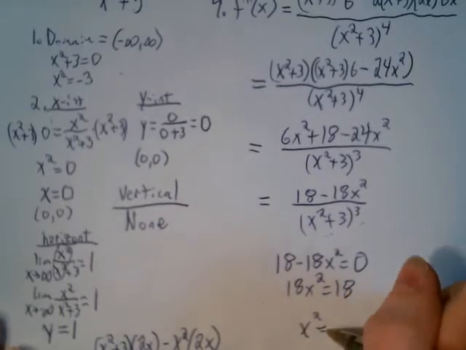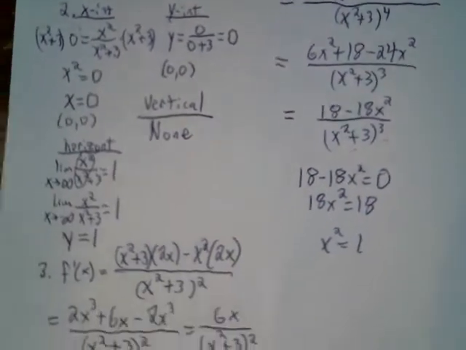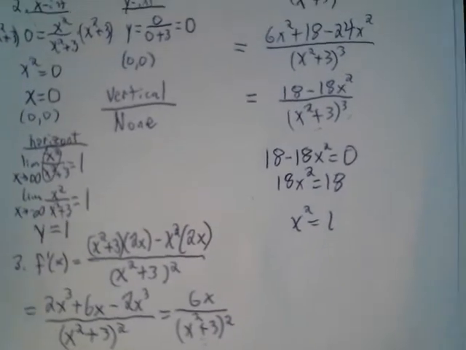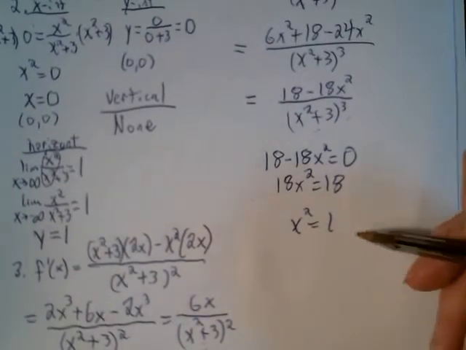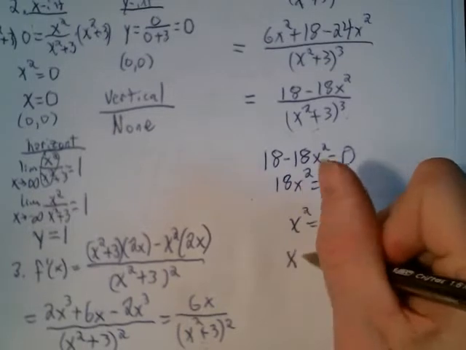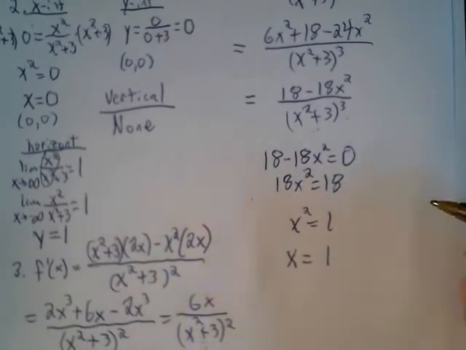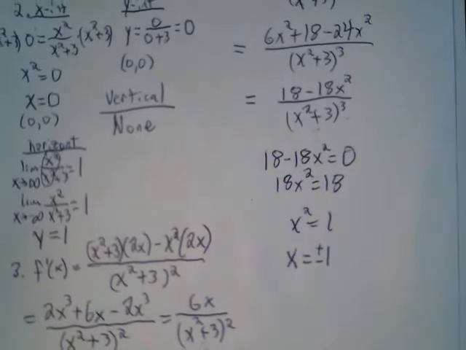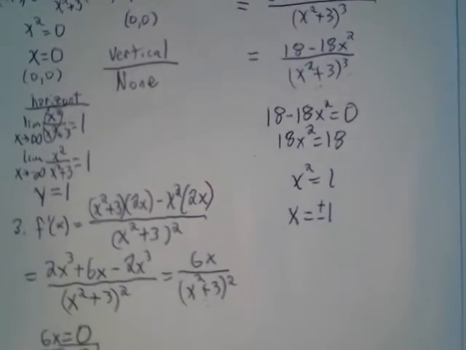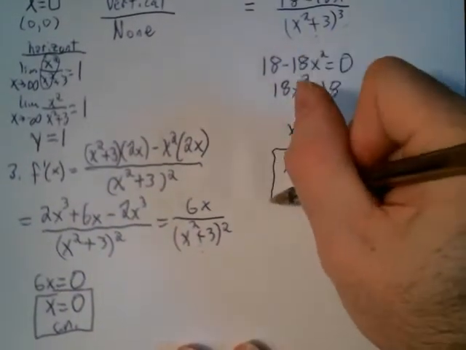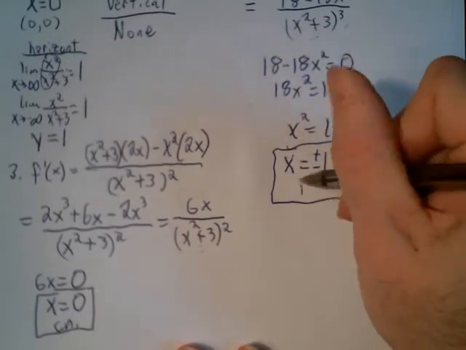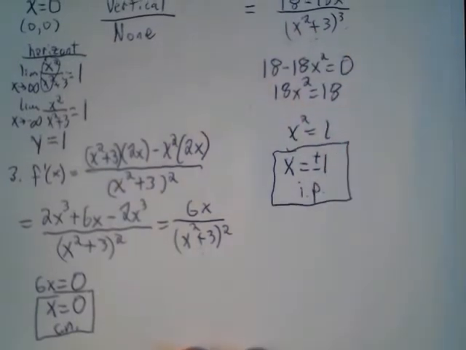X squared equals 1, and then I see some people are still forgetting the square root property. When you have x squared equals 1, the result will be x equals not 1, but rather plus or minus 1. You get 2 answers there. So these are going to be my potential inflection points that I have to worry about when I go to my number lines.